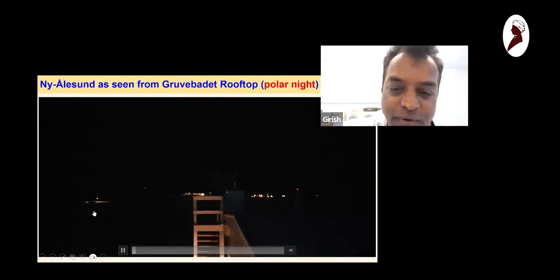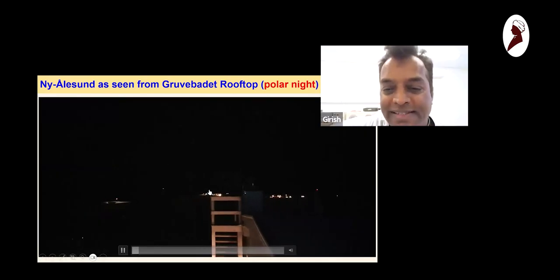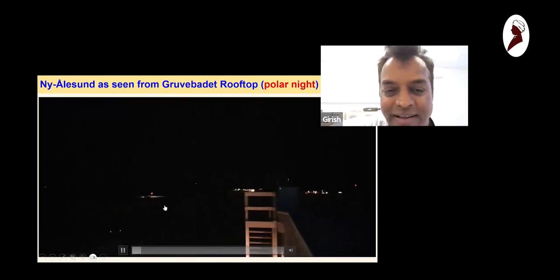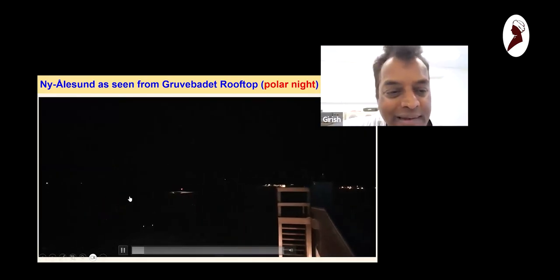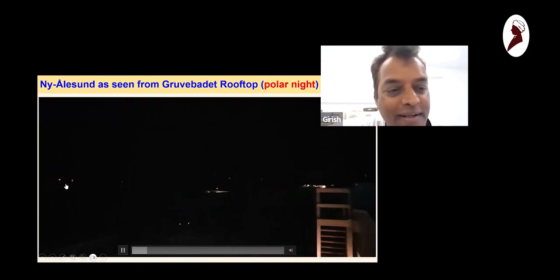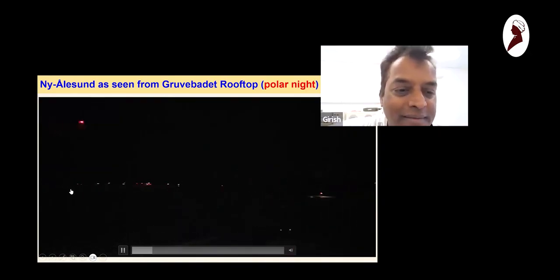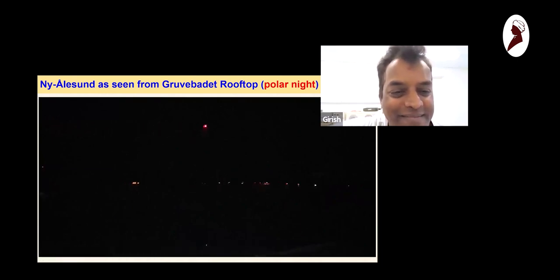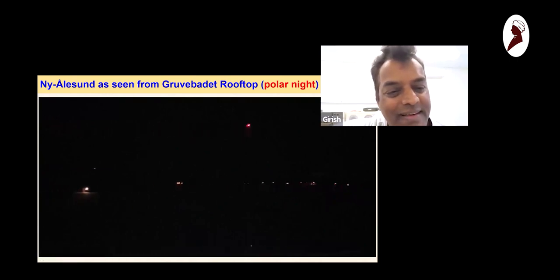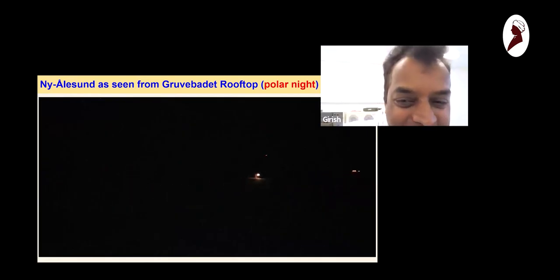This is from the rooftop of Gruvabada, and what you see there, the lights, are the Nai Olson settlement. And as I pan left, you see the airport. The lights are coming up there. And then once I'm panning beyond the airport, it's interesting. So you can see that it is pitch dark.